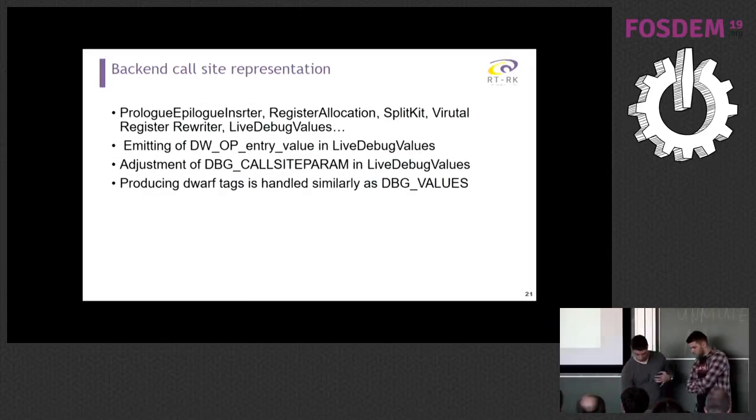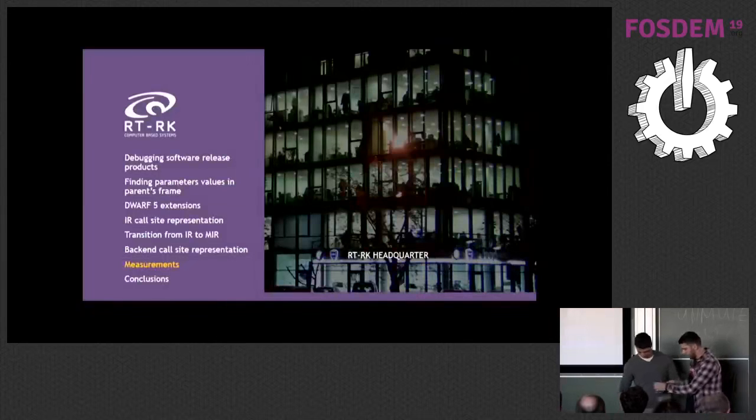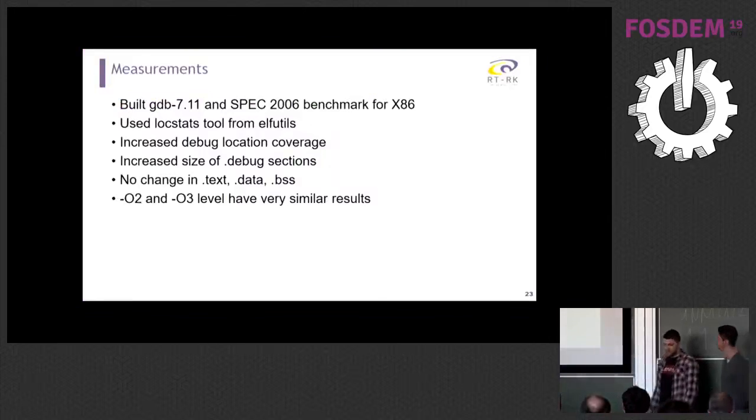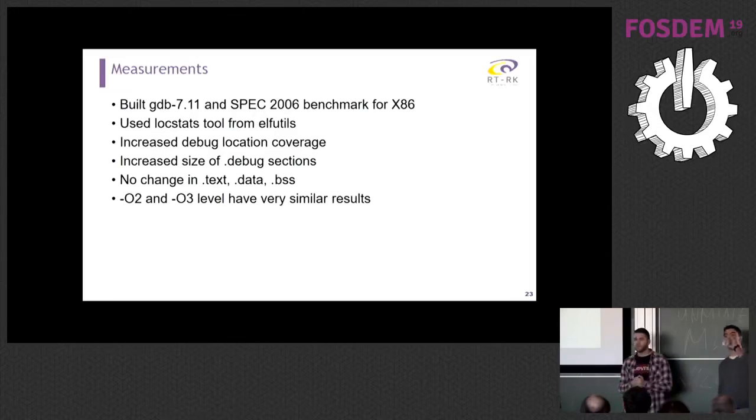So Georgia will now present you some measurements that we have. So yeah, we'll show you some numbers that actually confirm our improvement. In order to do that, we used the llvm-locstats tool from the elfutils package. It actually looks at the scope of a variable and calculates the debug location coverage we need.